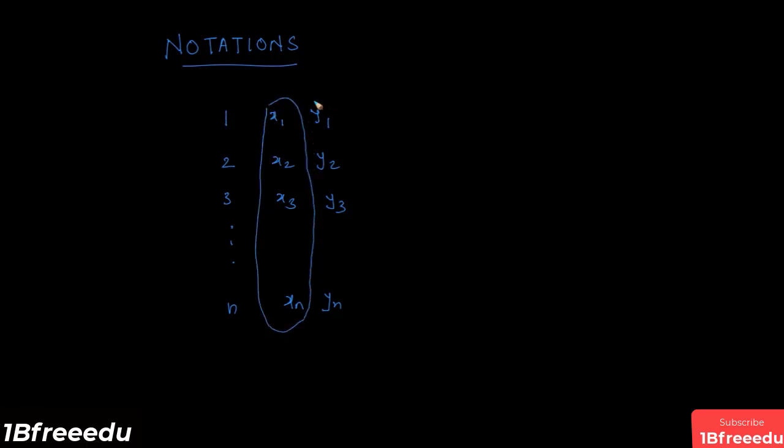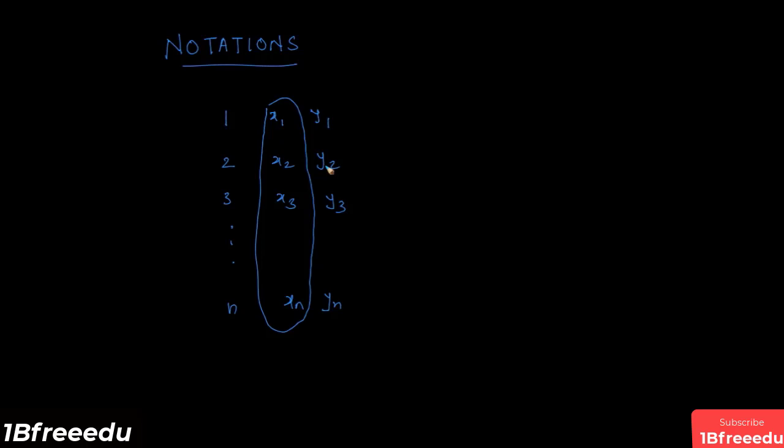Notations used in the study of deep neural networks. Let's say we have been given a data set with n data points like this. This is data point 1, which is x1, y1, data point 2, x2, y2, data point 3, x3, y3, and so on and so forth, data point n, xn, yn. So these are the inputs. X's are inputs, and these y's are the labels or outputs or classes of these inputs. So y1 is the class of x1, or y1 is the output given x1 as the input.